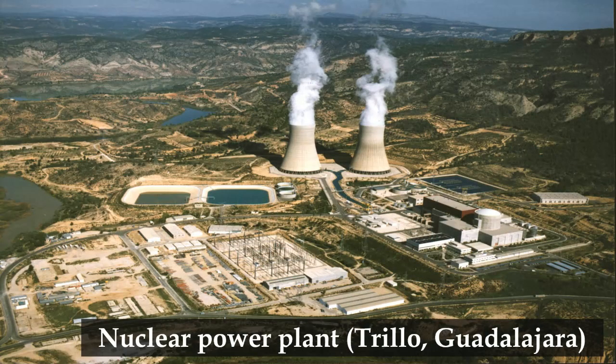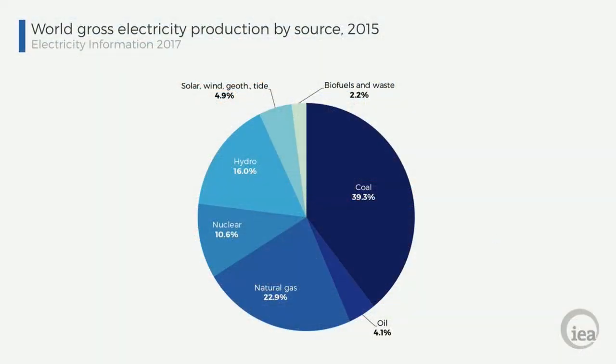And finally, also natural gas, and finally the nuclear. In the nuclear power plants, we get heat to produce steam to power up the generators by splitting uranium atoms in a reactor. Here, this is the reactor of the nuclear power plant of Trillo in Guadalajara.